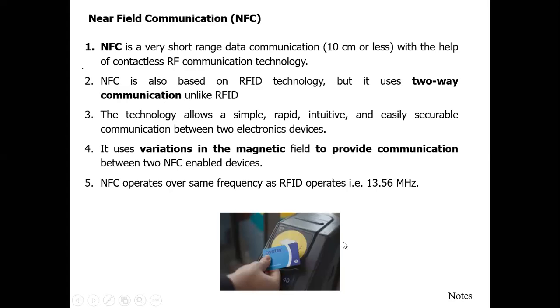So in the figure, you can see there is a card and another one is the platform where we rest our card. We bring our card close to that platform. So this is an example of NFC. It uses variations in the magnetic field to provide communication between two NFC-enabled devices.